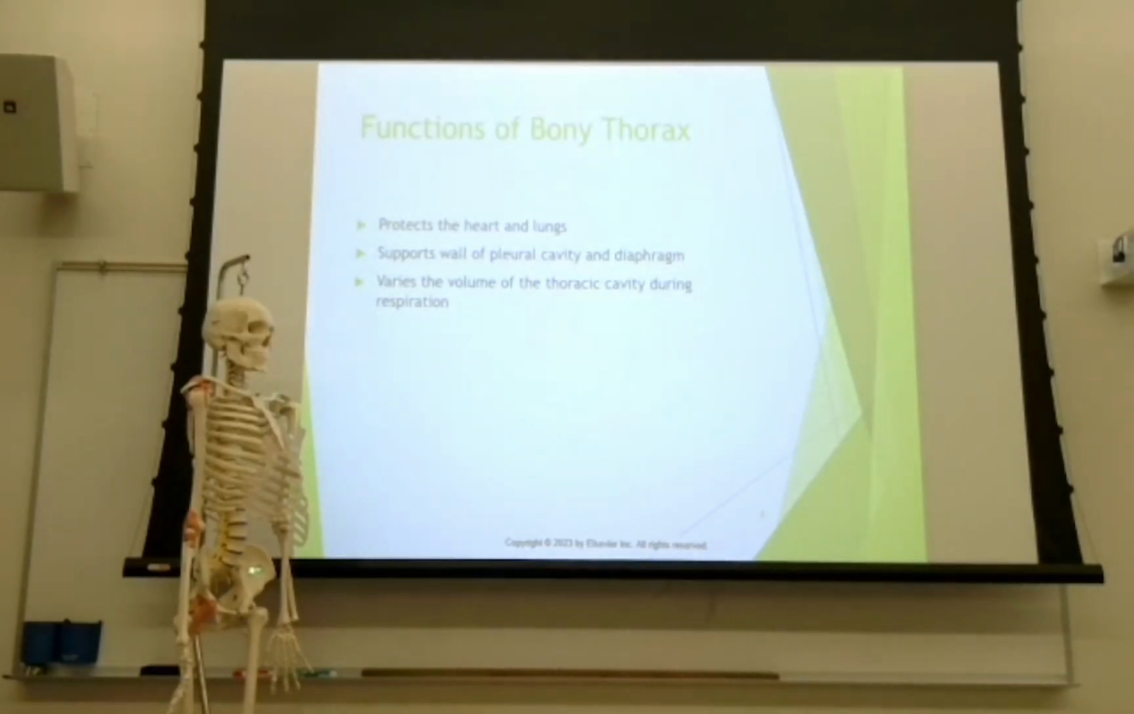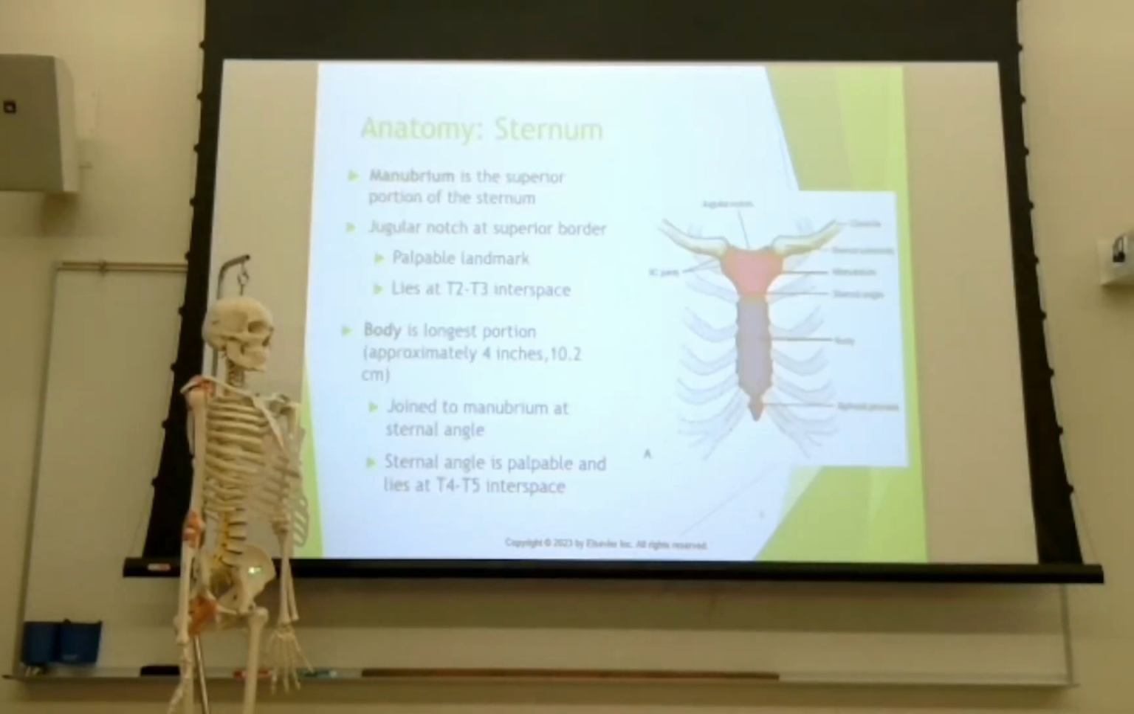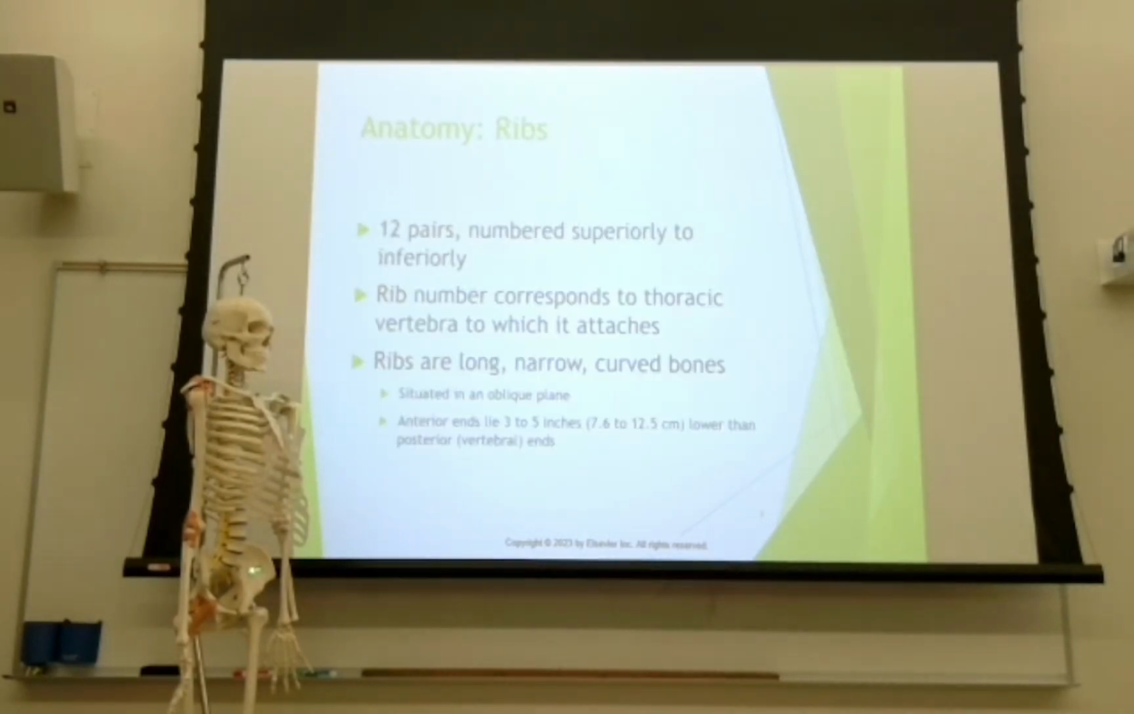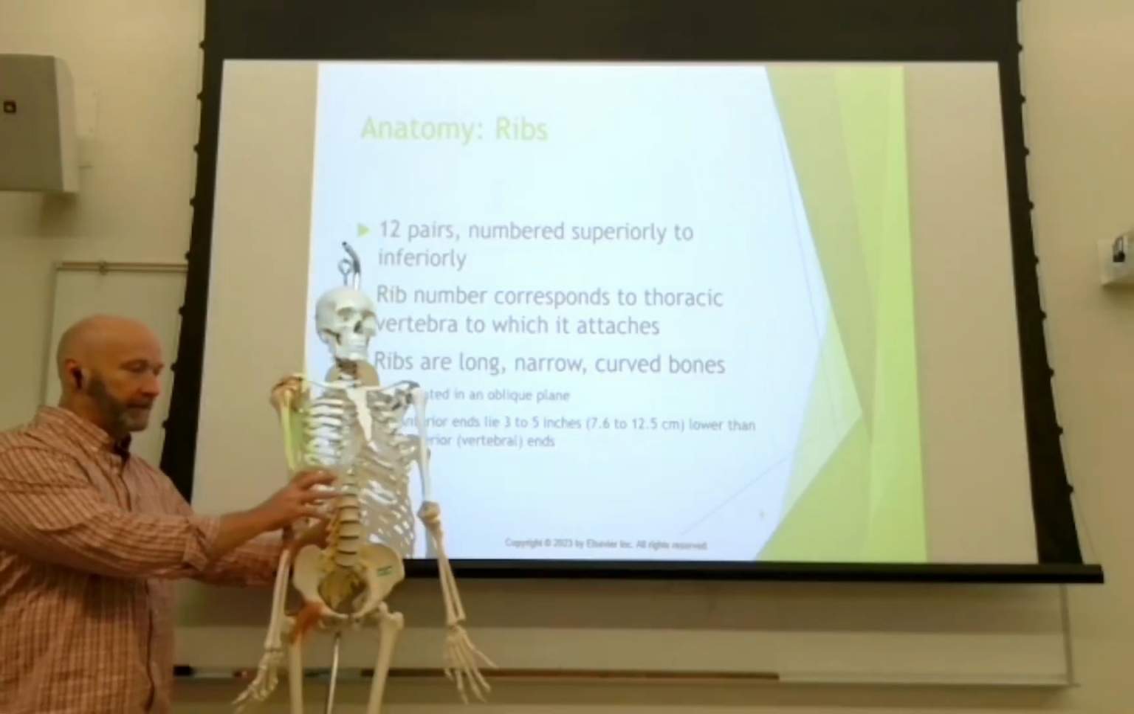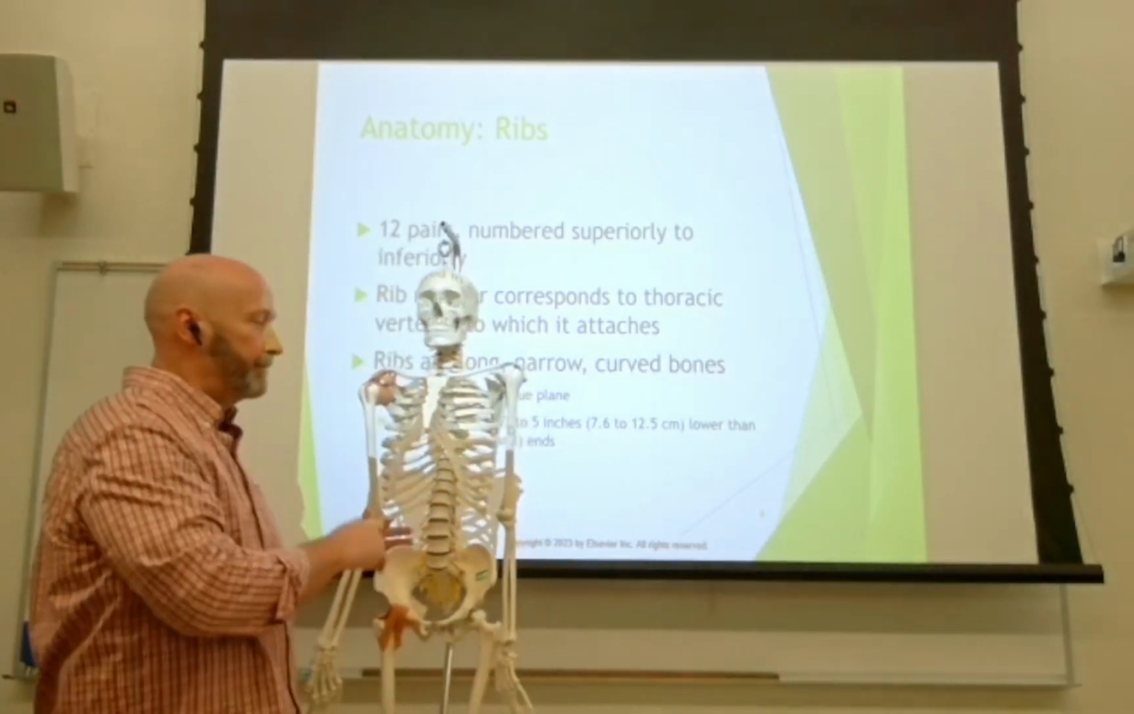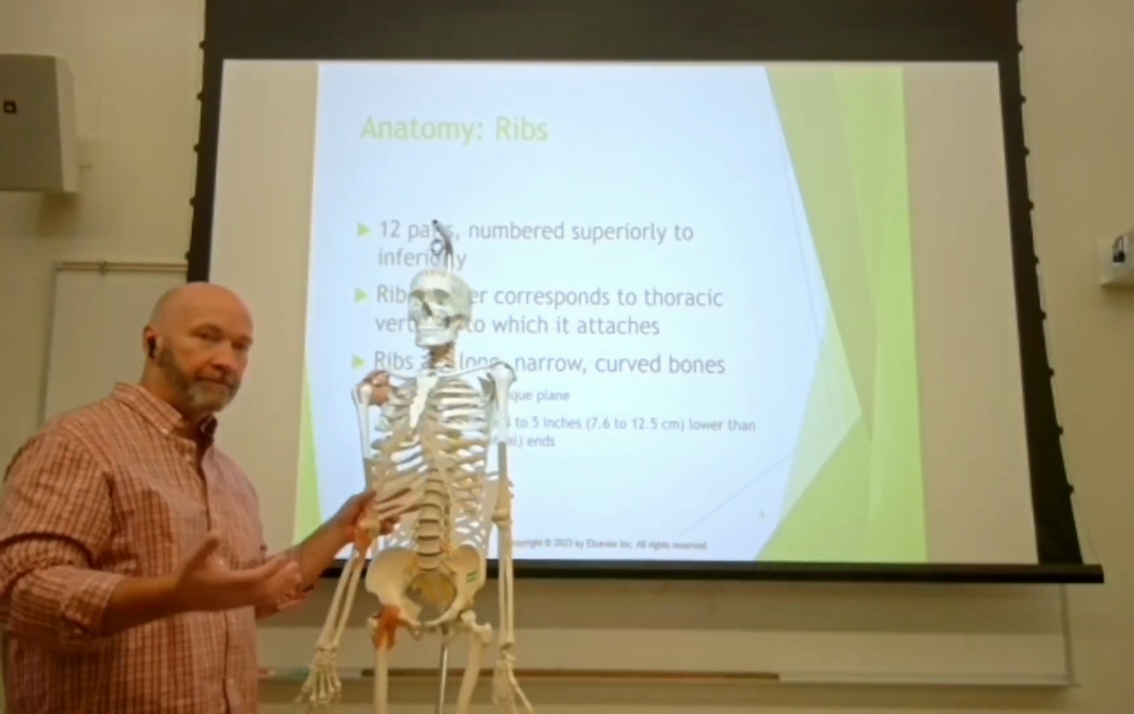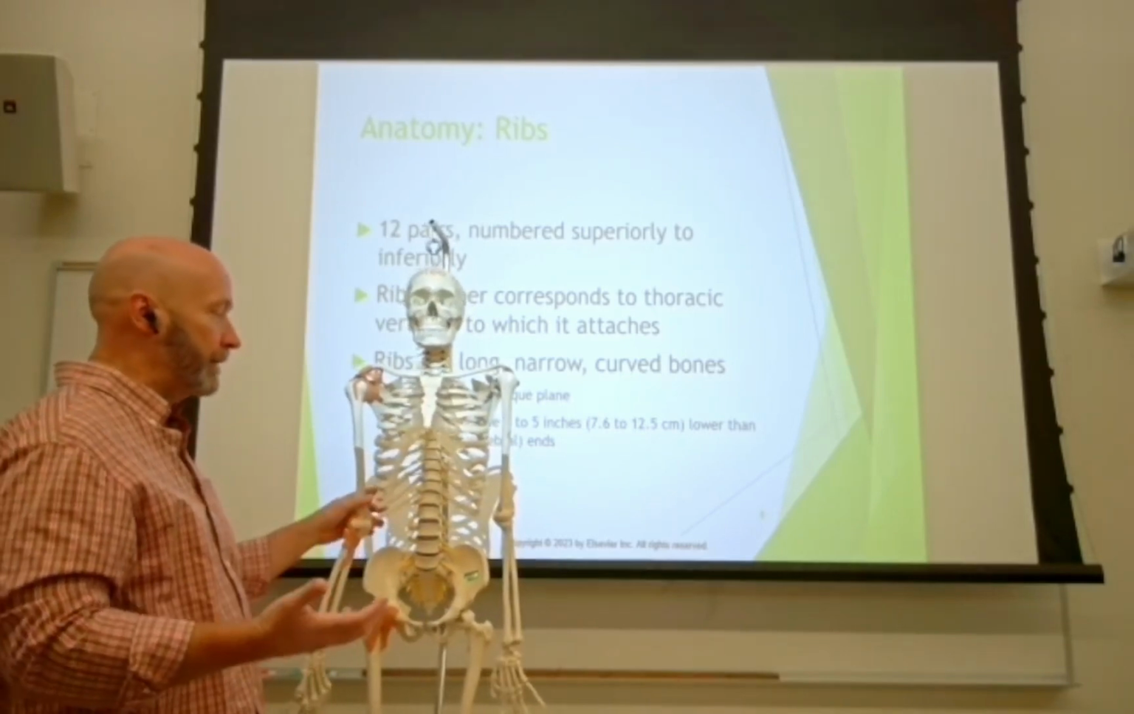It's a lot of information. Oops, going the wrong direction. So your ribs, you have 12 of them, and they are numbered from top to bottom, 1 through 12. And again, like what we talked about in thoracic viscera, you have true ribs, and then you have false ribs, and then you have floating ribs.